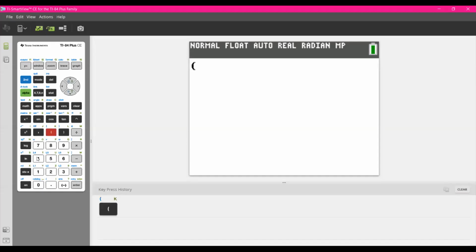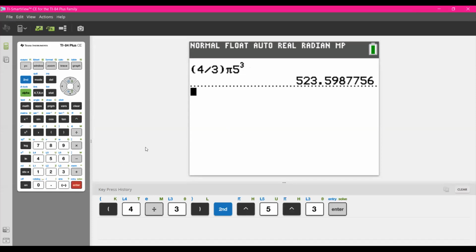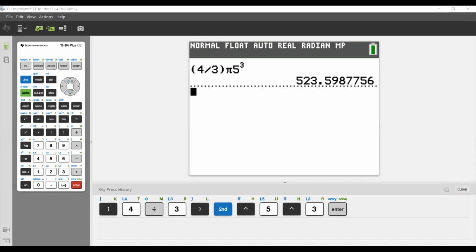Can we type it in? 4/3 pi 5 cubed. And you get 523.59. Serenity, I'm pretty sure you used 10 instead of 5.